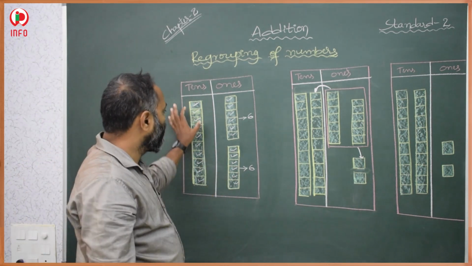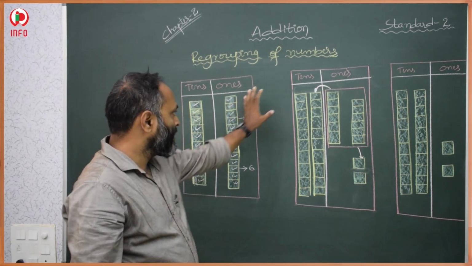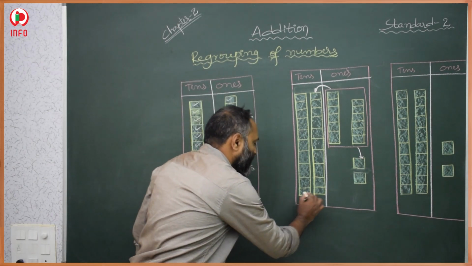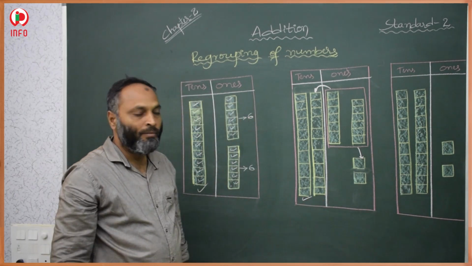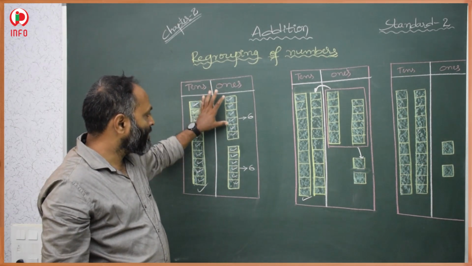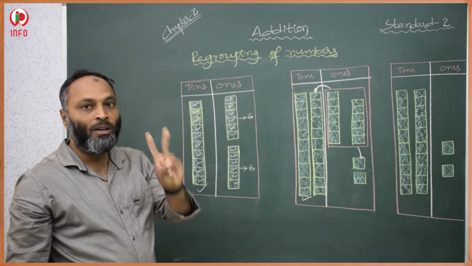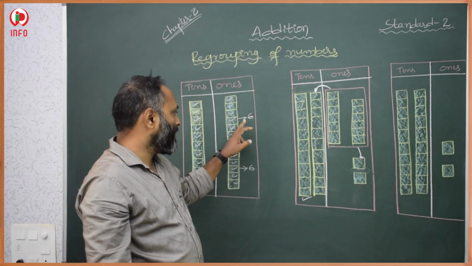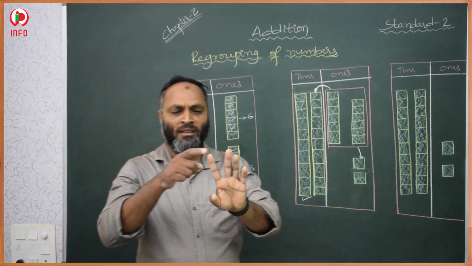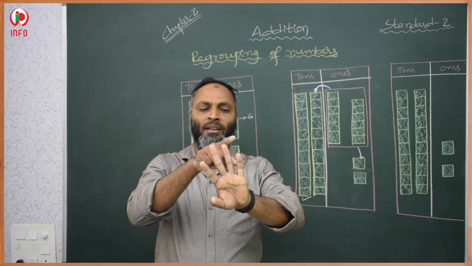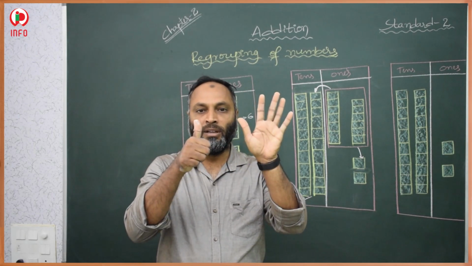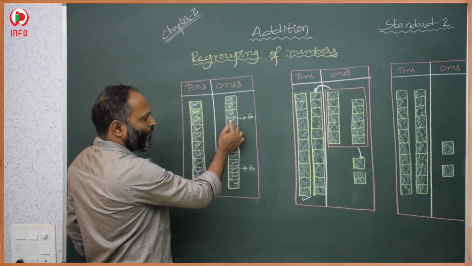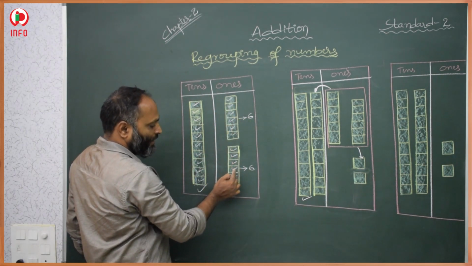Then how to regroup? In the tens place, one block is there. This complete block we keep as it is, no change. In the ones place, a 6 is there, and another 6 is there. Total two 6s. If we add these two, 6 and 6: 6, 7, 8, 9, 10, 11 and 12. The total is 12 blocks. Counting: 1, 2, 3, 4, 5, 6, 7, 8, 9, 10, 11, 12.